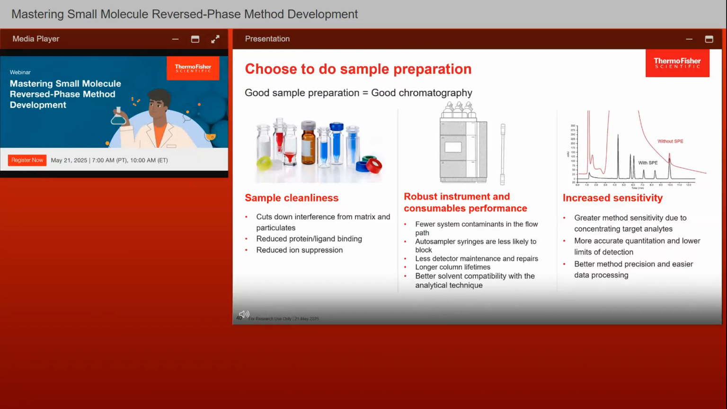Another important reason is system robustness. Removing the matrix prevents the column and system from getting dirty or contaminated. This would improve column and instrument lifetime and reduce unnecessary costly maintenance.